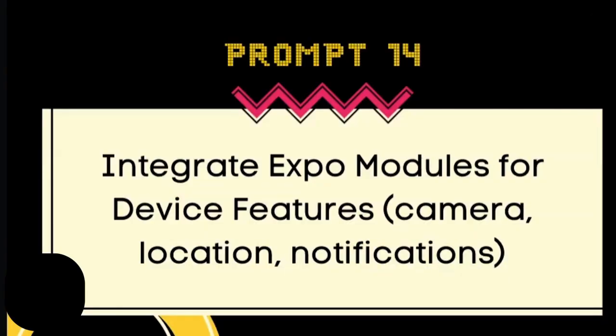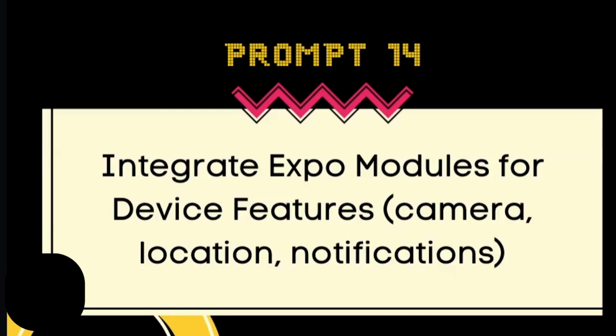Integrate Expo modules for device features, camera, location, notification. If your app is going to be using your phone's native capabilities, you want to set these up so your app can feel polished and give you a real world example of how this will work. And this will allow you to test and refine these features from the start and not be dealing with them at the end.